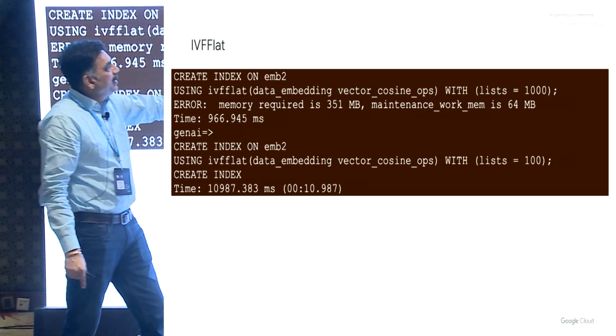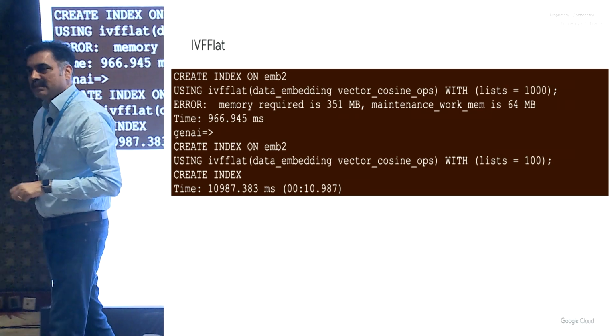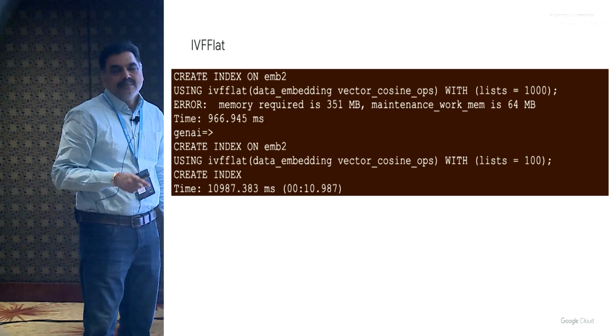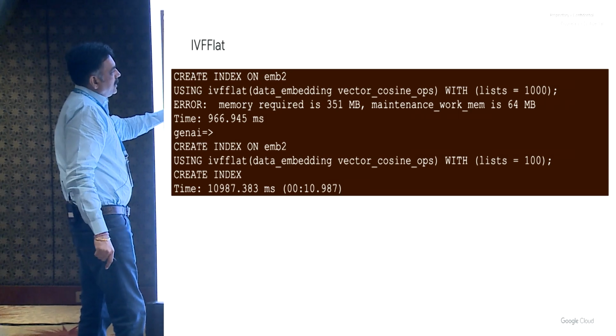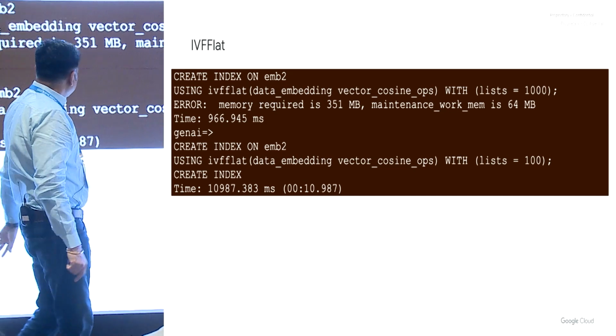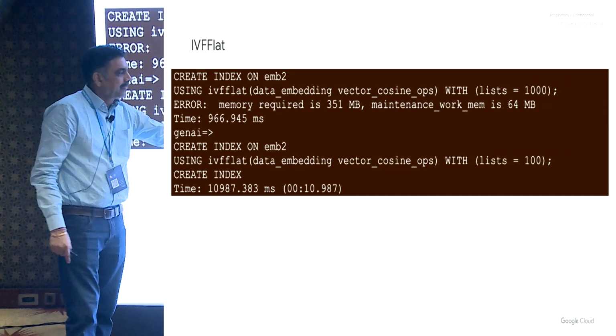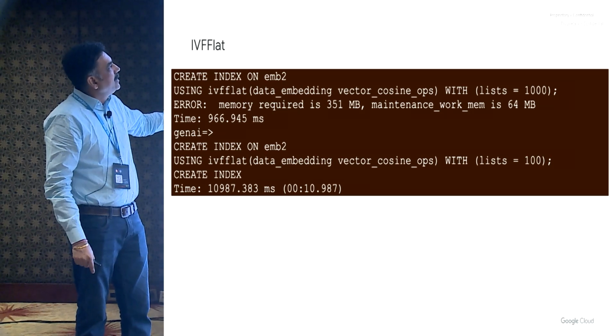So this parameter becomes very important when you actually want to create an index or use indexes. Please pay attention to this parameter. Obviously my operation failed. Then I modified that to list 100, and it was created within how many seconds? 10 seconds, almost 11 seconds. So that's how quick IVF flat is.